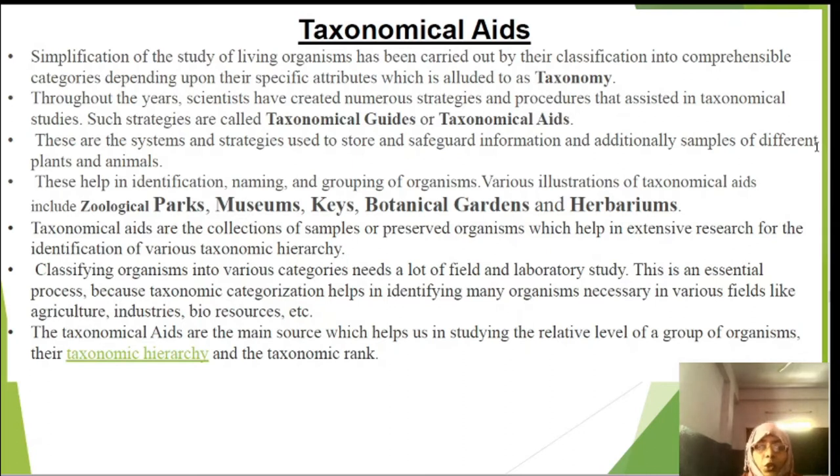Okay? So, throughout the years, scientists have created numerous strategies and procedures that assist in taxonomical studies. Such strategies are called taxonomical guides or taxonomical aids. In prior years, various scientists developed various books or studies. Whatever they studied has been written in particular books or manuscripts, and those manuscripts have been taken by today's researchers to study those organisms.